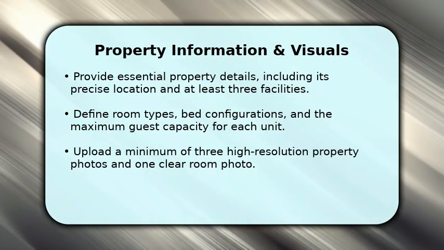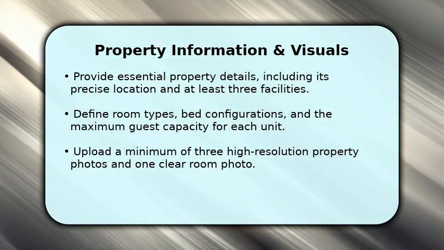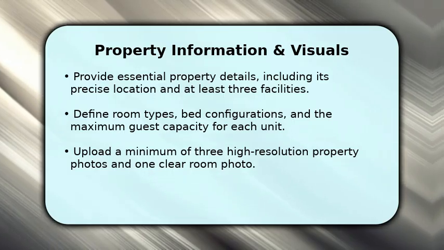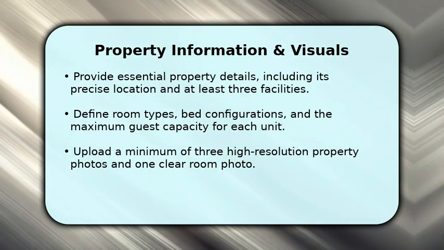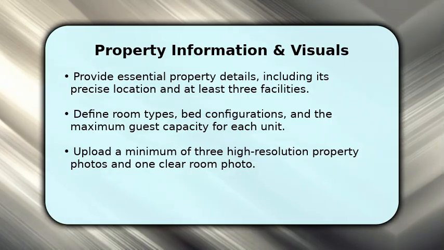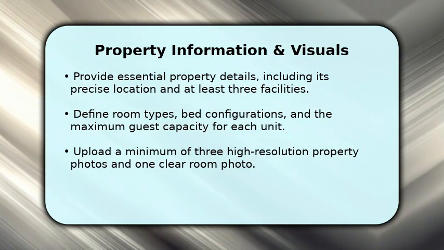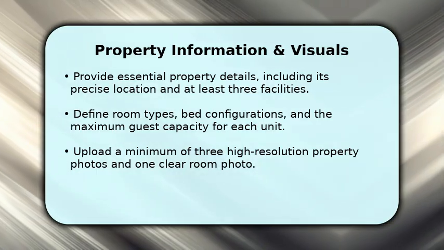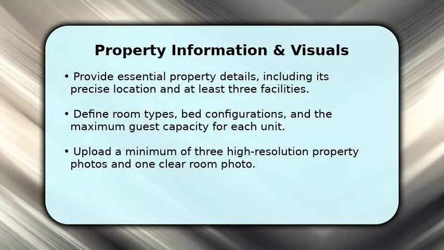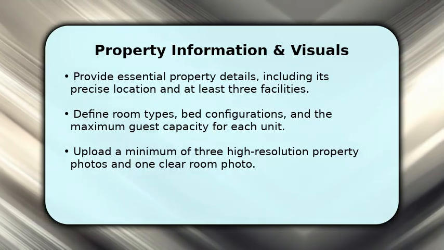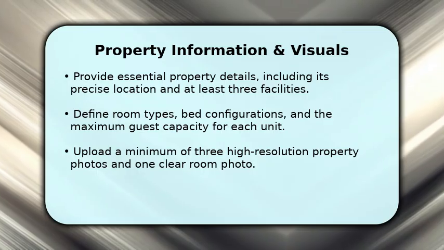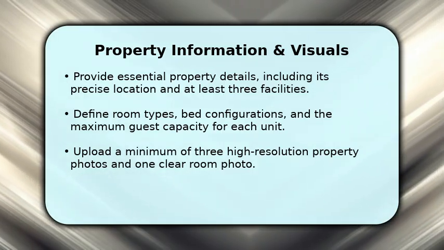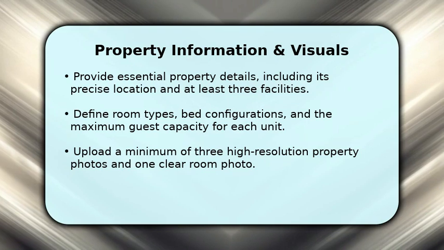Once your account is ready, it is time to detail your property. Begin by accurately specifying your property's location and listing at least 3 key facilities or amenities. Next, define your room types, including bed configurations and the maximum number of guests each can accommodate. High-quality visuals are crucial, so upload a minimum of 3 high-resolution photos of your property and at least 1 photo for each room type. These images help attract potential guests.